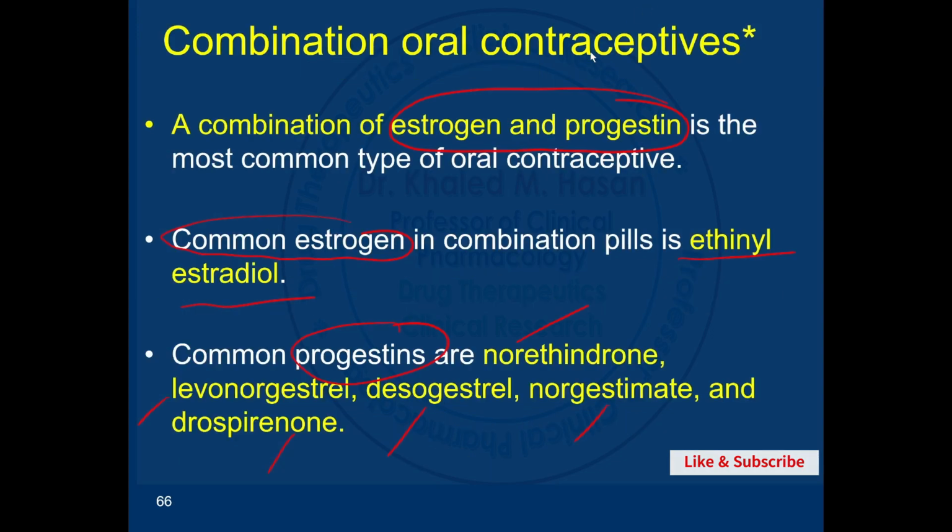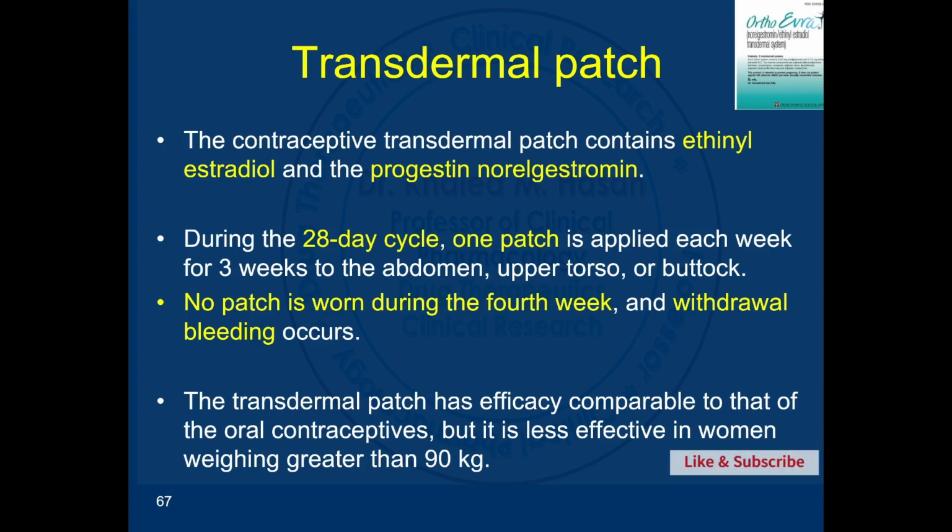So we could discuss the combination oral contraceptive. Then we move to the transdermal patch. For the transdermal patch, we have two hormones: ethinyl estradiol as the estrogen, and the progestin norelgestromin. This covers a 28-day cycle, and we use one patch every 28 days. We apply it for 3 weeks and remove it in week number 4, and this leads to withdrawal bleeding at week 4, between days 21, 22, and 28.